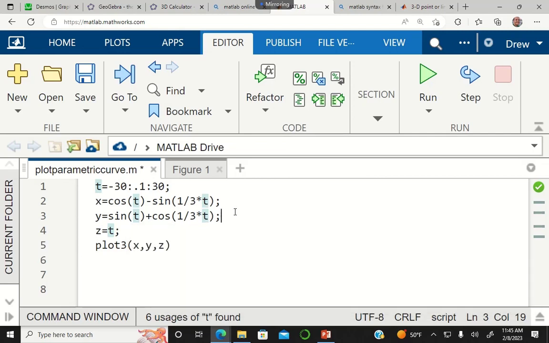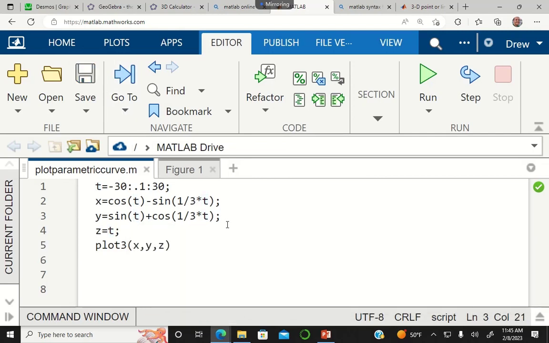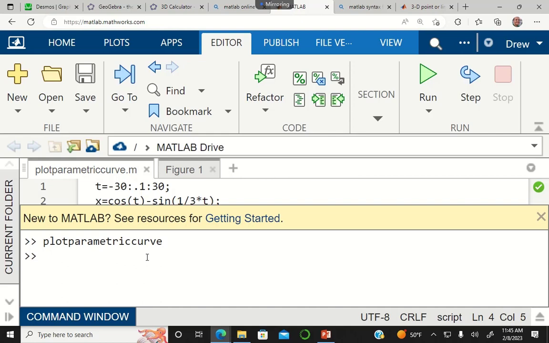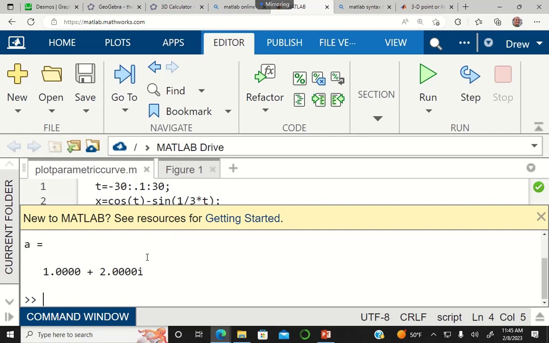That's a great question. You probably can't plot with it, but you could probably do math with it. Let's open up the command window really quick, and let's say a equals 1 plus 2i. Yeah. Let's see, b equals 1 minus i, a times b. Yeah, so it looks like you should be able to do arithmetic with complex numbers in MATLAB.